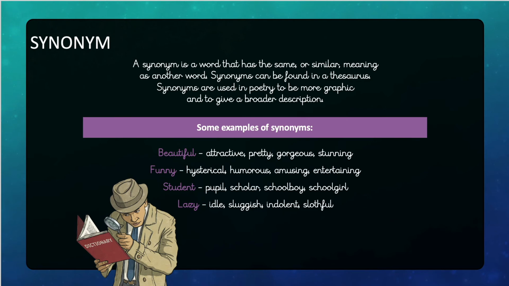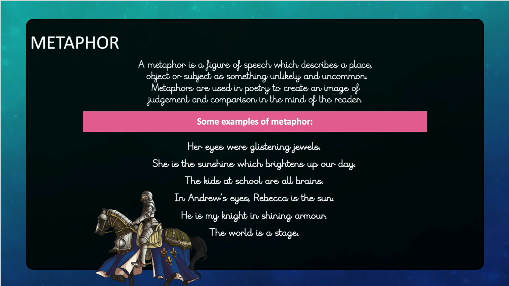Now, one link to our last slide, I deliberately split them up because there's a difference in the words that we use, whether it's a simile or a metaphor. We've got to be really careful. A metaphor is a figure of speech which describes a place, object, or subject as something unlikely and uncommon. Metaphors are used in poetry to create an image of judgment and comparison in the mind of the reader. Let's look at some examples.